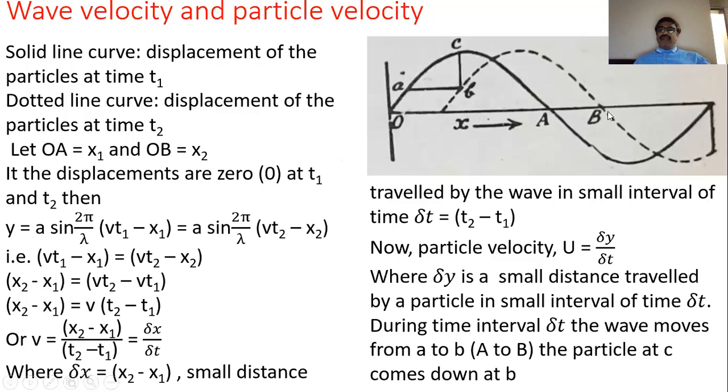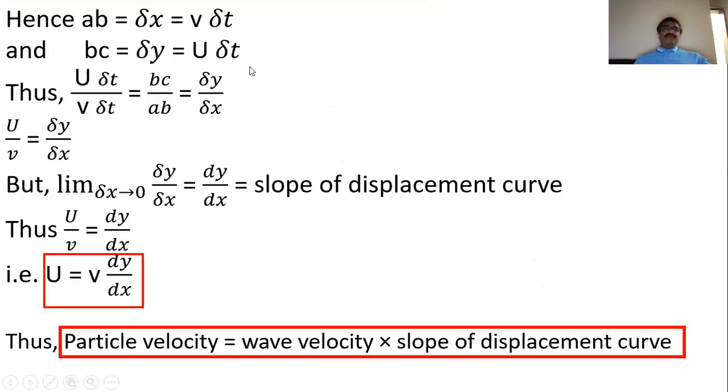When the wave moves from A to B, the particle at C moves from C to B, since the displacement of the particle is along the y direction. Now here the distance AB, that is the distance along the x-axis, is equal to delta x, and from the equation v equal to delta x by delta t, we have delta x equal to v into delta t. And the distance BC is the distance along the y-axis, and this will be equal to what? Delta y equal to u into delta t, because u equal to delta y upon delta t.